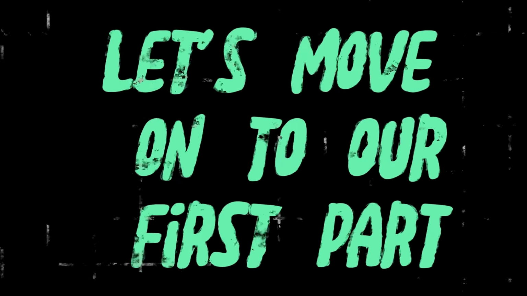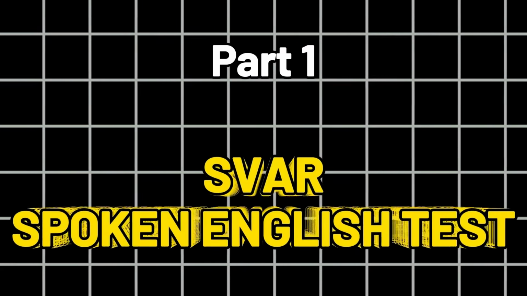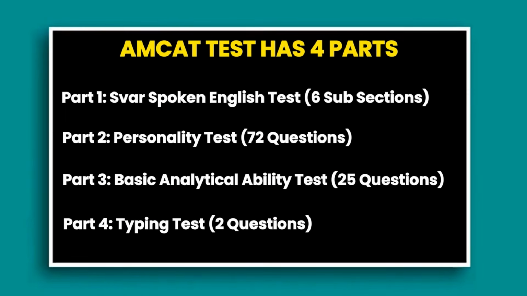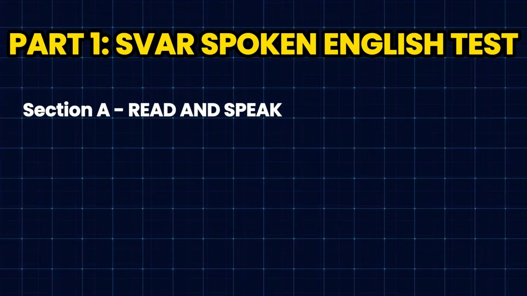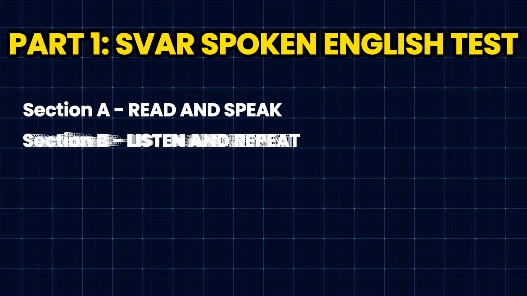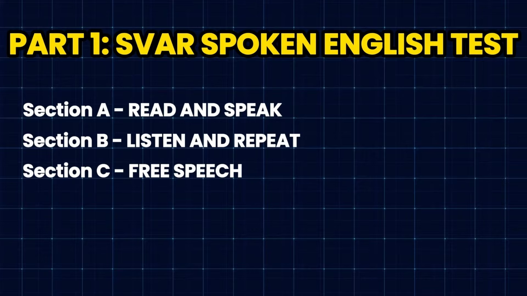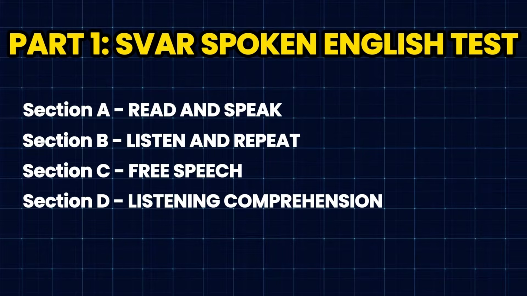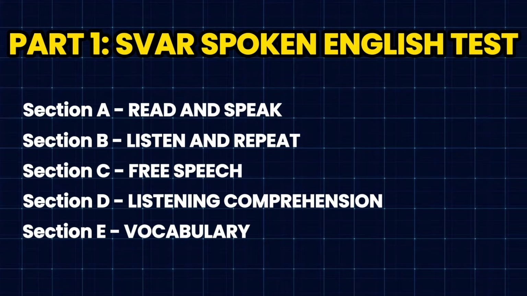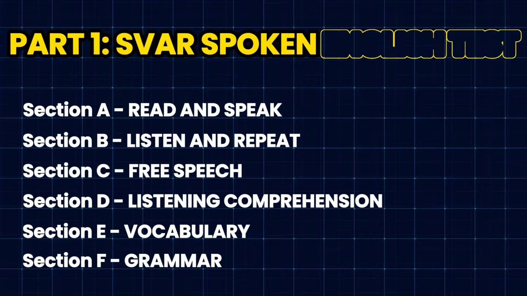Let's move on to our first part, Part 1, Svar Spoken English Test. As I said earlier, this test has 4 parts and each part has subsections. Let me first tell you about what all sections are there in Part A. Section A, Read and Speak. Section B, Listen and Repeat. Section C, Free Speech. Section D, Listening Comprehension. Section E, Vocabulary. And Section F, Grammar. Let's move on to our first section, Read and Speak.